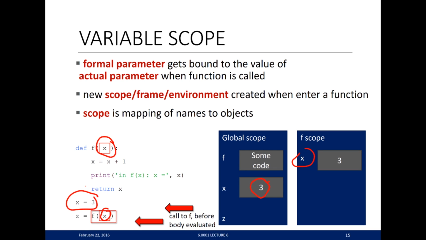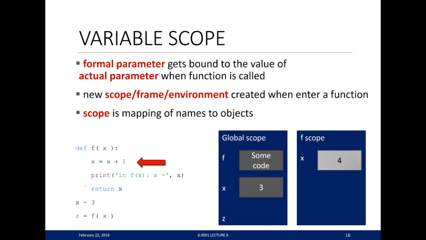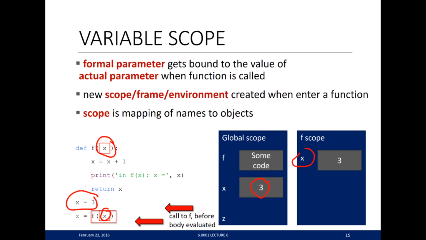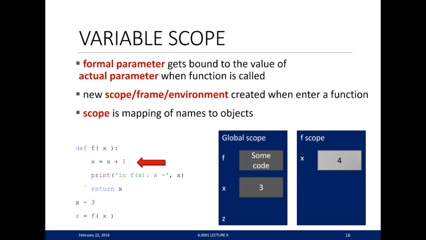Now, relative to that scope, I'm going to evaluate the body of f. I want to do the work that f says it's going to do. So let me see what happens there. First expression says, evaluate x plus 1. And I'm actually going to go back for a second. Remember, in the f scope, x has the binding of 3. I add 3 plus 1, that's 4, and I create a new binding for x, but in the f scope, because that's where I'm doing the work. So it changes it here. It does not change the thing that was out in the global frame.